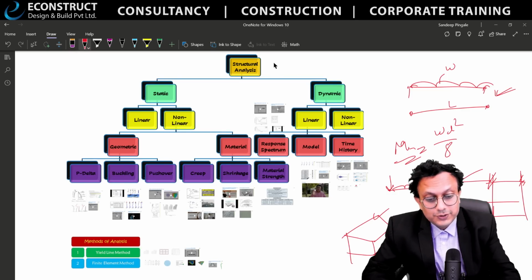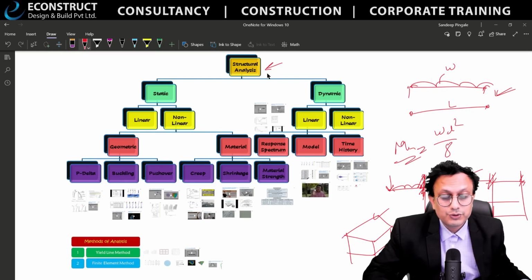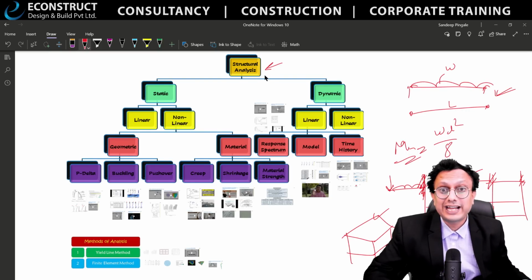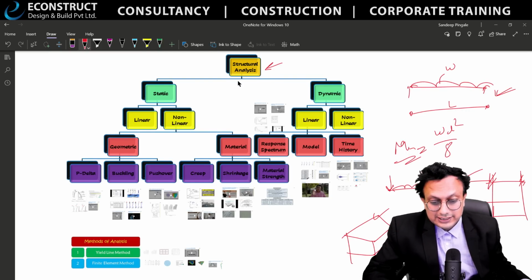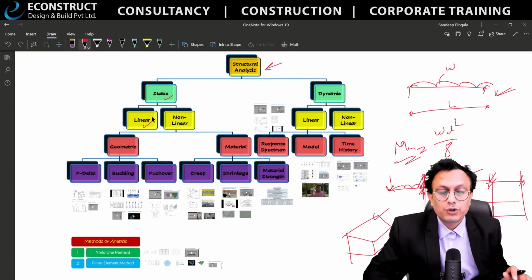In this particular session, we are going to study many things about the different types of analysis and the college days, what we have studied, and in reality, what all the different types are there. Alright, so let's get started. First is the linear static analysis. Linear static analysis, what is that?